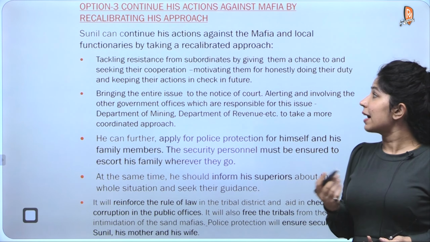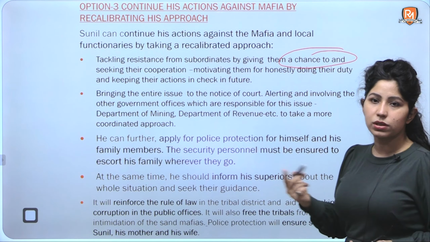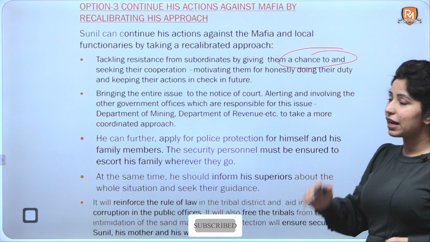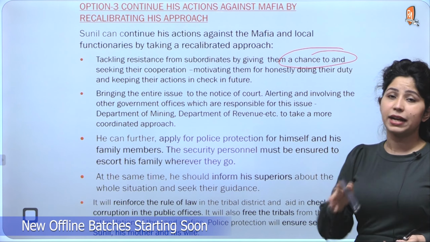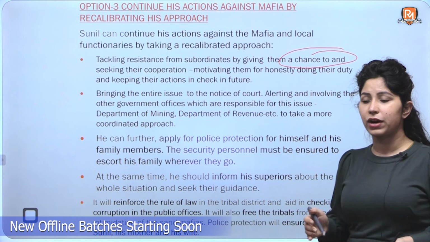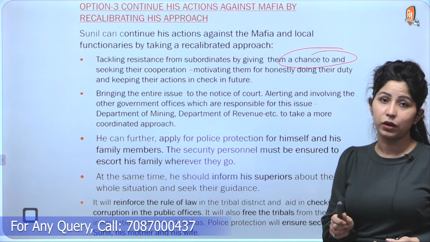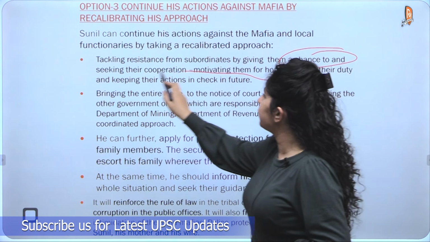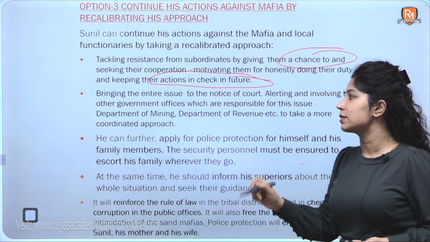He can tackle resistance from subordinates by giving them a chance. Give a chance to subordinates. Even when you are posted somewhere, the first thing that should come to your mind is not punishment but giving a second chance to somebody. So give a chance to the subordinates and closely monitor their actions in future. Try to motivate them, try to bring them on your side, try to tell them that you will have to be dedicated to public service because you are employed by a public office. So motivating them for honestly doing their duty and keeping their actions in check in future. This has to be the keyword for this line. Highlight this, underline this while writing your answer.